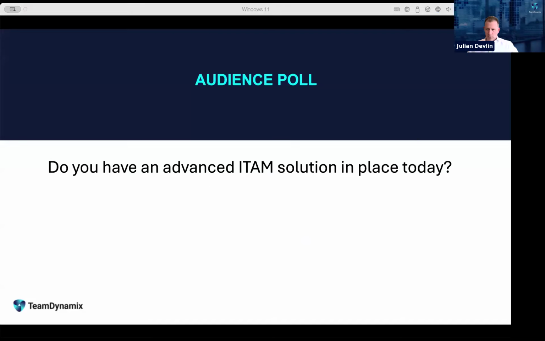So we'll do another poll at this point. Just at a simple level, do you have an advanced ITAM solution in place today, based on what we've talked about so far? And while everyone's weighing in there, I'll say either answer is fine. We work with people who have nothing more than a spreadsheet. We work with people who have a fairly advanced practice in place already, a whole team of people who are involved in that process.